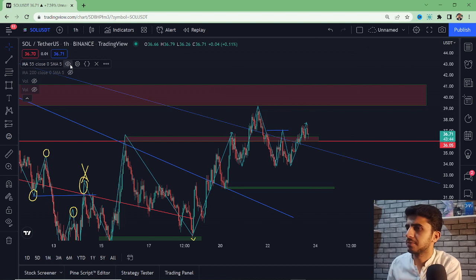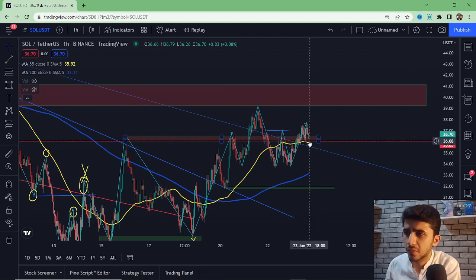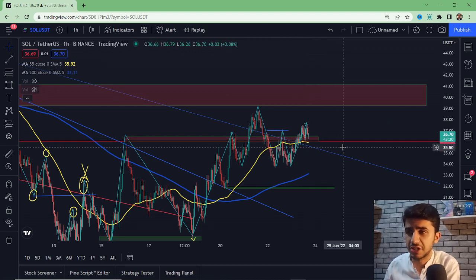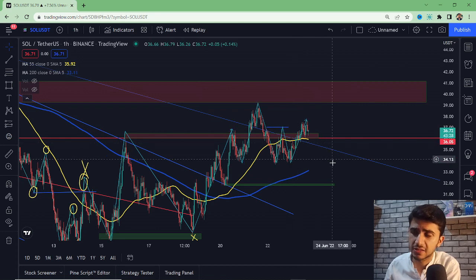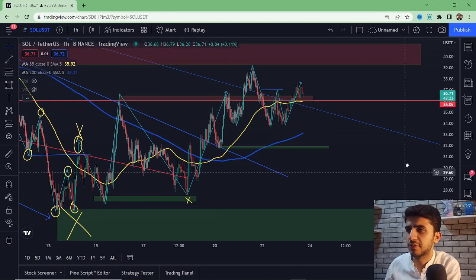Okay, now let me just open this. Okay, you see there, this is your 55 moving average. That is exactly lying below this region. That means that would act as support if you can use that. So that would be a good sign as well.